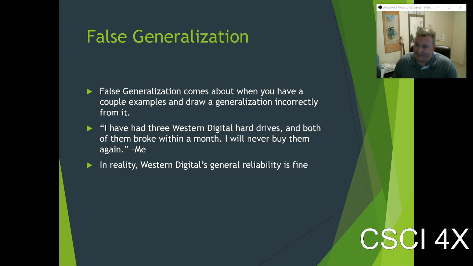And so, yeah, I know that Western Digital is a very reliable company, but I was just like, no, I'm not giving my money anymore. I am mad. And so basically, a false generalization or a hasty generalization comes about when you have a very small sample size and you use that to draw a generalization too soon.